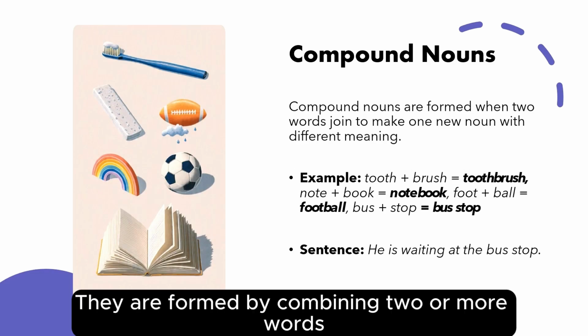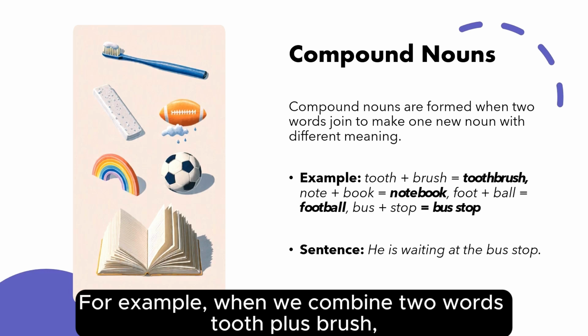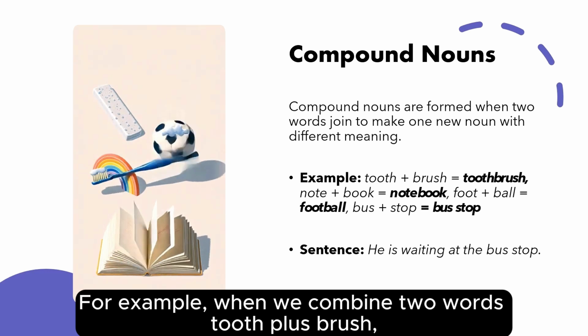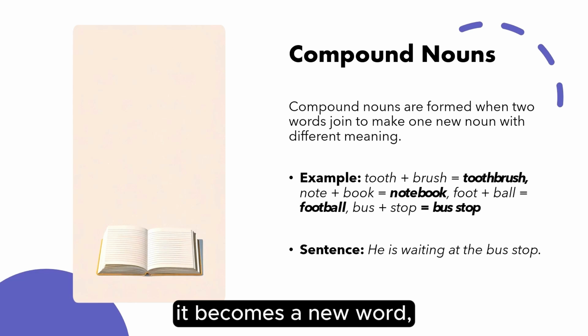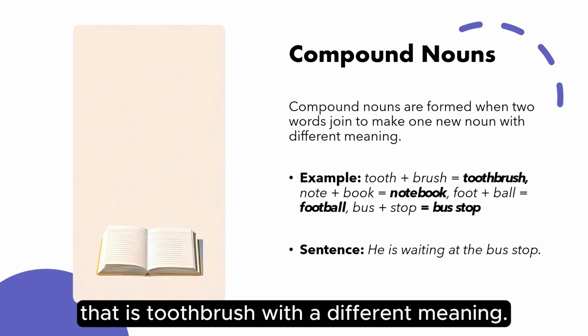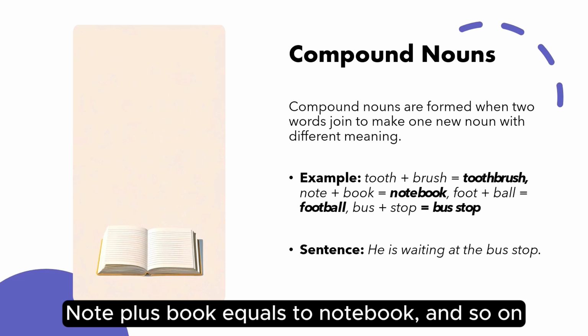Compound nouns are formed by combining two or more words to create a new word with a different meaning. For example, when we combine two words, tooth plus brush, it becomes a new word, that is toothbrush, with a different meaning. Note plus book equals notebook, and so on.